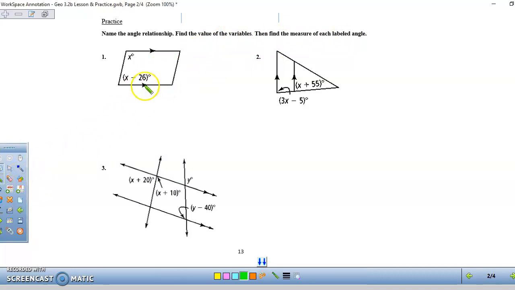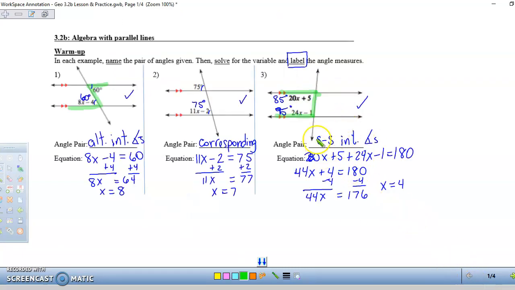Find the variables and then label the angles again. So in this picture, again, when you see the parallels and the angles form the end of a parallelogram like this, those are same side interior angles. So this number one here is going to be just like example 3, just like this.